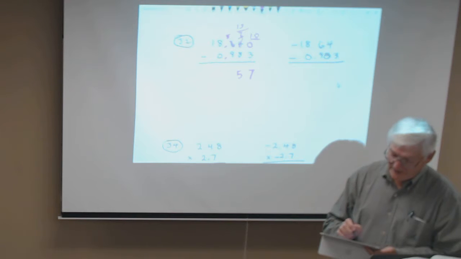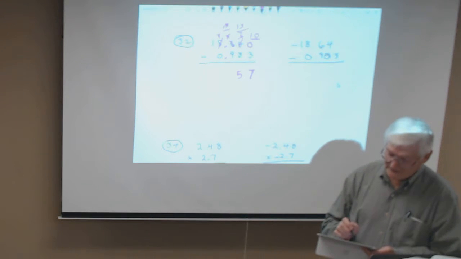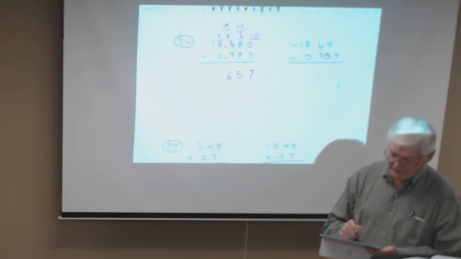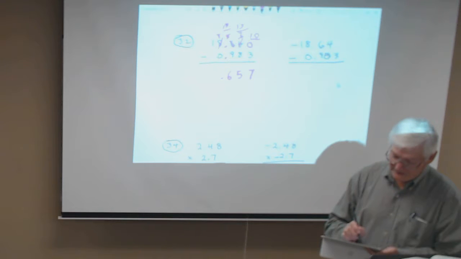Then I have 5 minus 9. I can't do that. I have to borrow again, and I have 15. And 15 minus 9 is 6. Put the decimal point down, and 7 and 1.